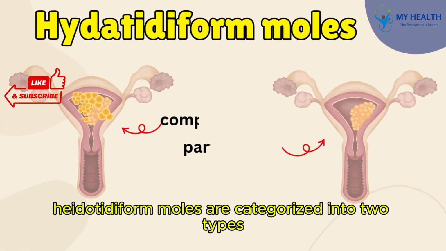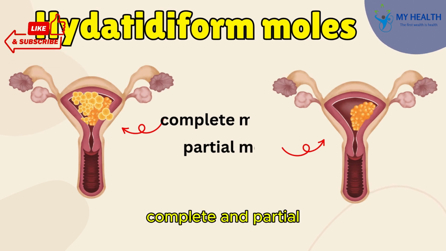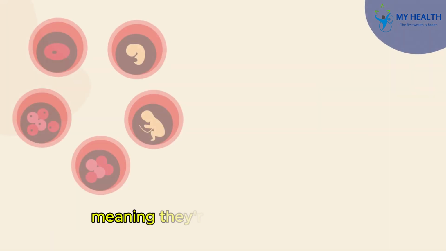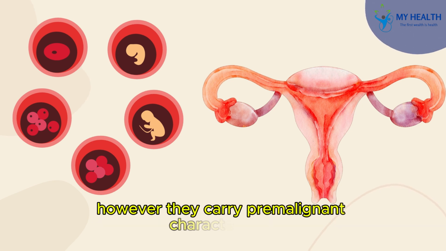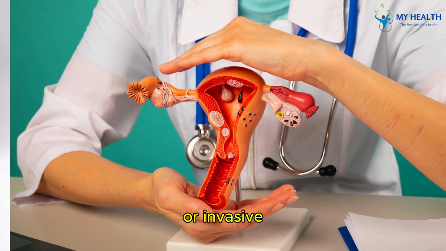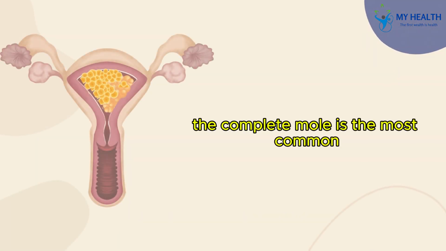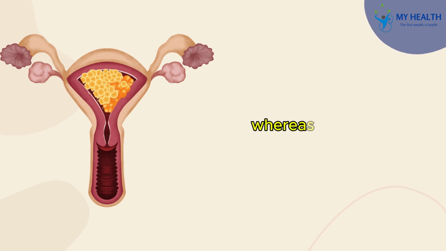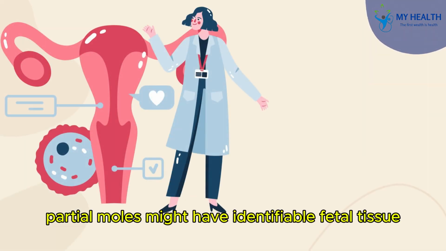Hydatidiform moles are categorized into two types, complete and partial. Both types are generally non-invasive forms of GTD, meaning they're considered benign. However, they carry premalignant characteristics, meaning they can sometimes progress to become malignant or invasive. Out of these two types, the complete mole is the most common. Complete moles contain no fetal parts, whereas partial moles might have identifiable fetal tissue.